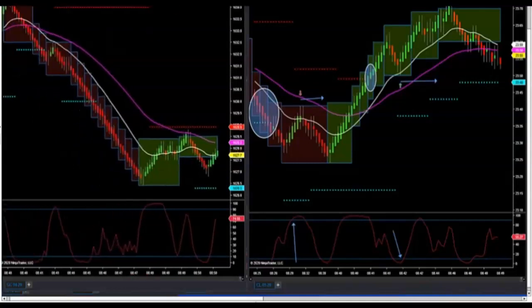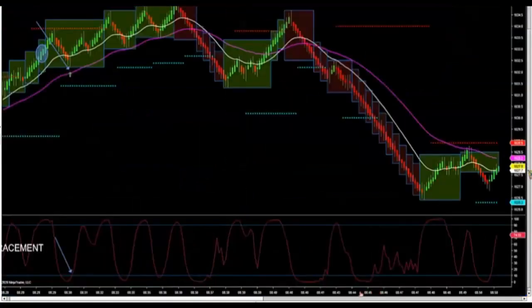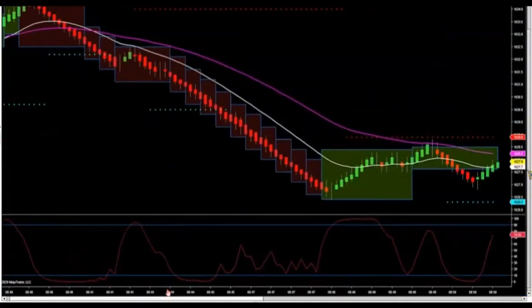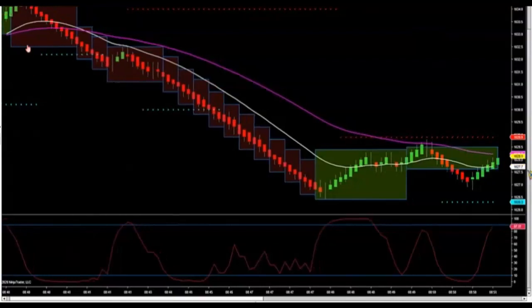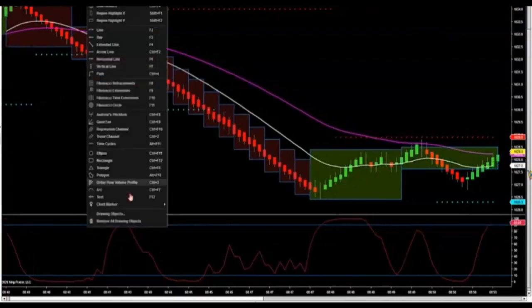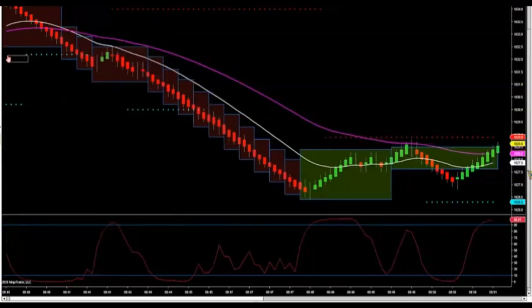Okay? If I look at gold, right here, gold just had a big, huge trend down. Watch. This is not hard to understand. It's consolidation before continuation. There's your consolidation. More than four candles.